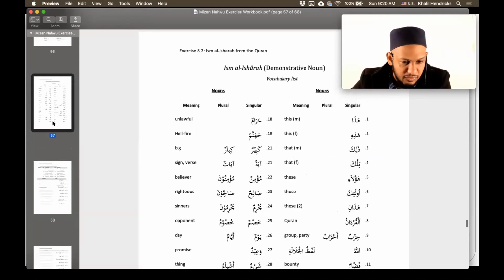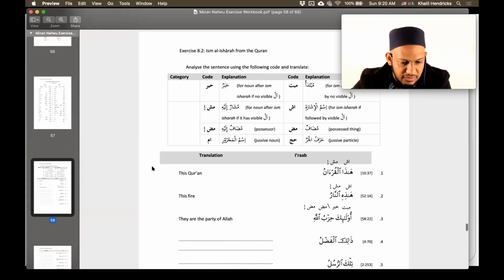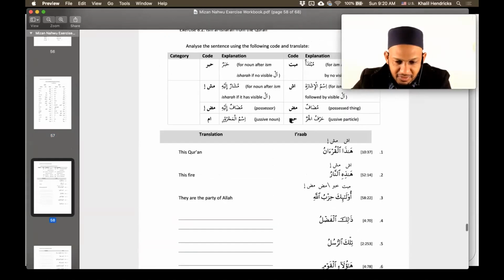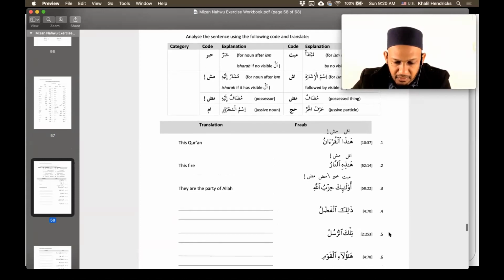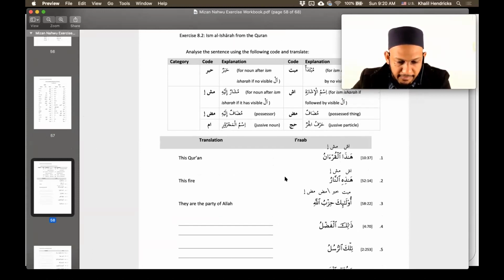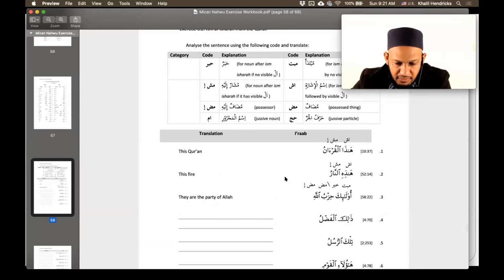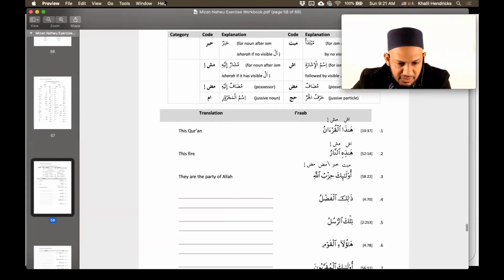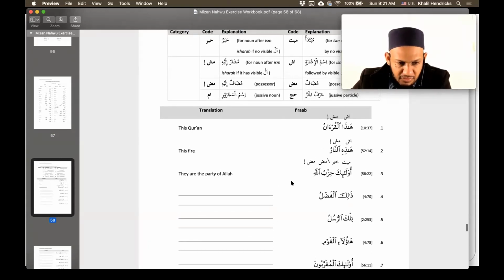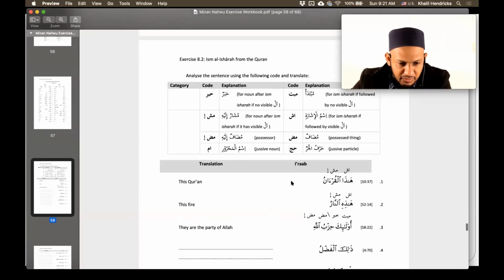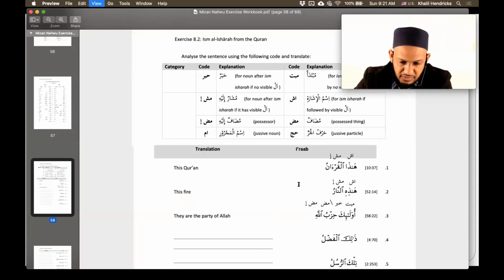So if you can open your workbooks to page number, there's no page numbers, there's worksheet number 8.2. Worksheet 8.2. So what I'll do is I'll just do the first three with you, and then I'll ask you each to volunteer. And there's some interesting stuff in this worksheet, so we'll cover some interesting ground here. So you should be open on worksheet 8.2. Let me just zoom in here a bit.